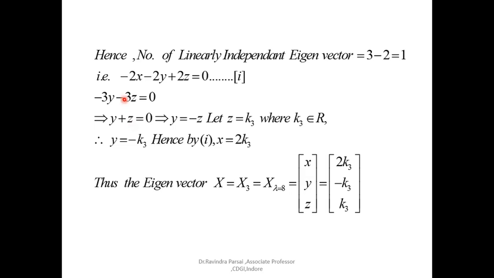That is, from this one, y plus z equal to 0, so you take y equal to minus z. Out of these two you take any one as arbitrary. You may take x also, there is no problem. So this way it is very easy. So z equal to k3, where k3 is any real number. From this you will get y, and from the first equation you will get x equal to 2k3. Thus the eigenvector corresponding to the next eigenvalue lambda equal to 8 is x, y, z, that is 2k3, minus k3, k3.